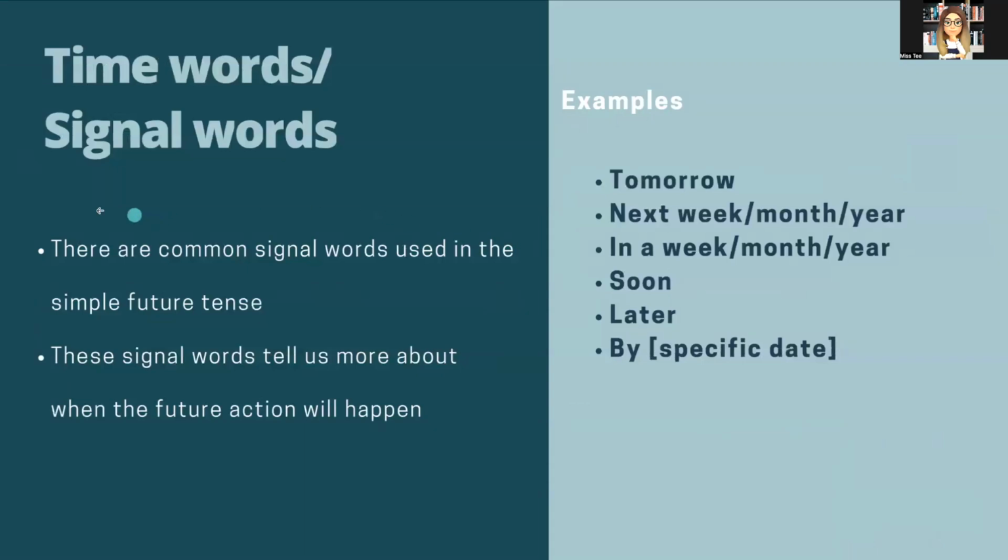So here are some examples. We use the word tomorrow. For example, you can say, I will clean the house tomorrow. Now it's not happening at any time in the future. Maybe it will happen next year. You wouldn't want that. I will clean the house tomorrow. That tells us exactly when this promise or offer to clean the house is happening. Okay, let's look at another example.